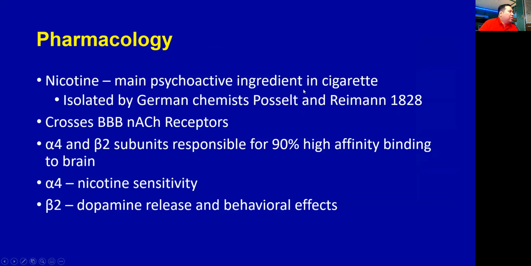Nicotine is the main psychoactive ingredient in cigarettes. It was first isolated by these guys. It crosses the blood-brain barrier and binds to your nicotinic acetylcholine receptors. We have muscarinic receptors too, which were also named after a substance. And there are alpha-4 and beta-2 subunits of that receptor that's responsible for 90% of high affinity binding in the brain. The alpha-4 subunit is responsible for the nicotine sensitivity. The beta-2 subunit is responsible for the dopamine release and the behavioral effects of nicotine.